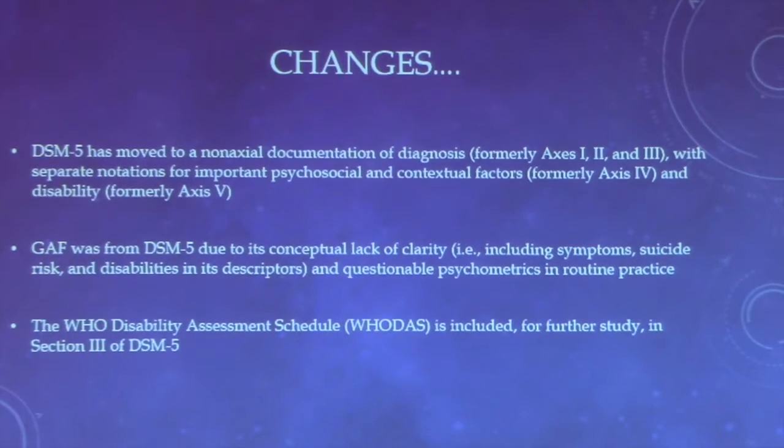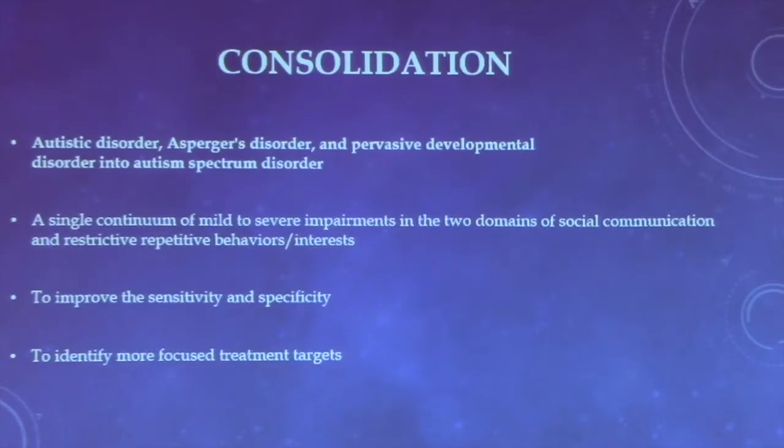They have this WHO disability assessment scale, which we don't have to really do, but it could be included in the future DSM or even the revisions of DSM-5, because it's in Section 3, which deals with future changes in DSM-5. So these things have basically changed, and then there is more consolidation of these disorders.